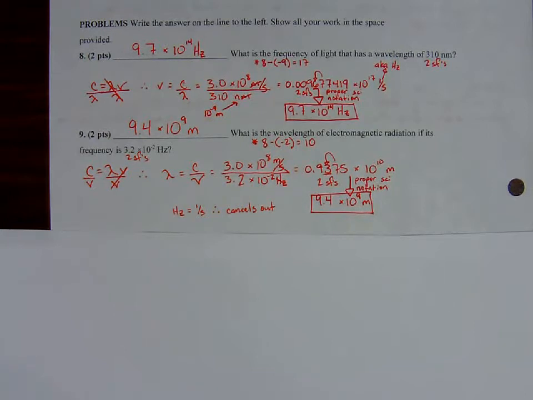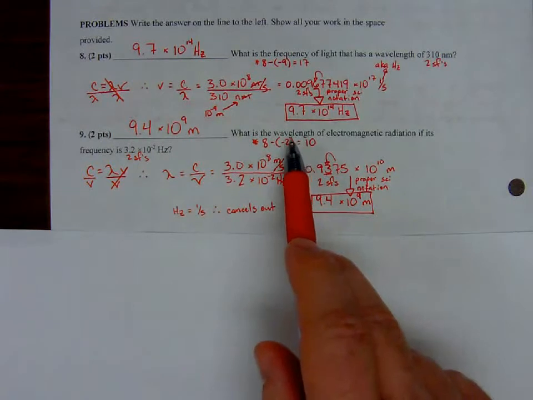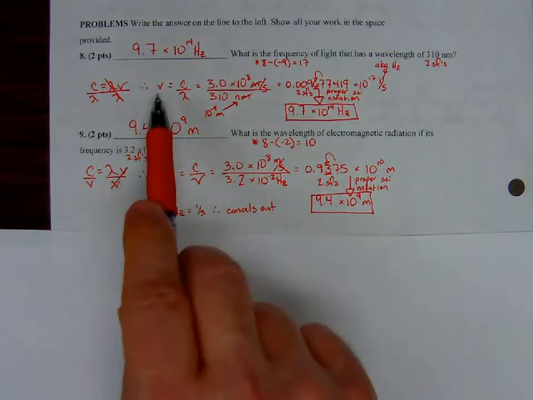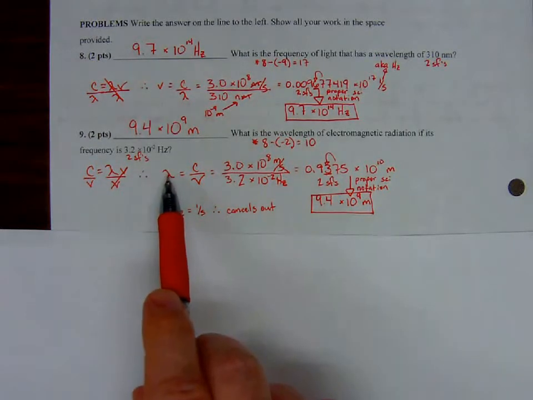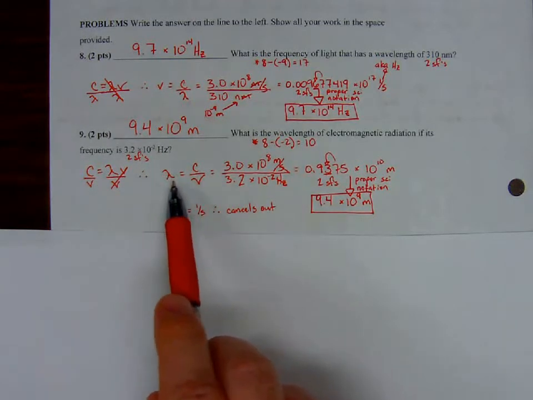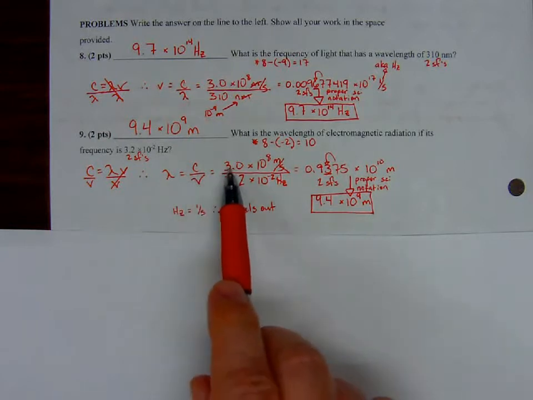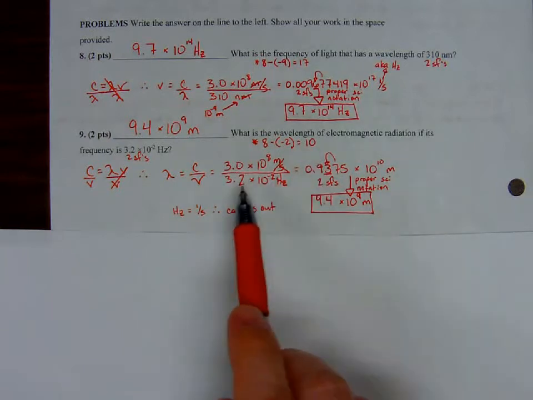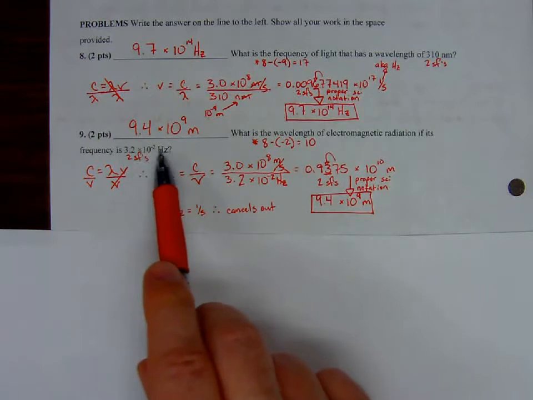So number 9, what is the wavelength of electromagnetic radiation if its frequency is 3.2 times 10 to the negative second hertz? Okay. So we've been given a frequency, and we need to calculate wavelength. All right, so we're still going to use c is equal to lambda nu, but as opposed to number 8, where we're solving for frequency, here we're going to solve for wavelength. And so I'm going to divide both sides by frequency. So I end up with lambda is equal to c over nu. Now I'm still going to use the same value for speed of light, 3.0 times 10 to the 8th meters per second. And the frequency given to me by the actual problem is 3.2 times 10 to the negative second hertz.